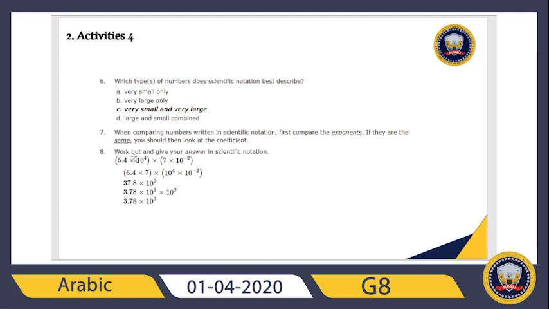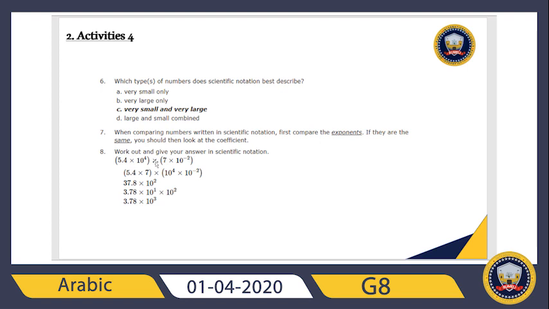Now, work out and give your answer in scientific notation. This is my multiplication: 5.4 times 10 to the power of 4 times 7 times 10 to the power of minus 2. These two numbers are written in scientific notation and I need to multiply them.